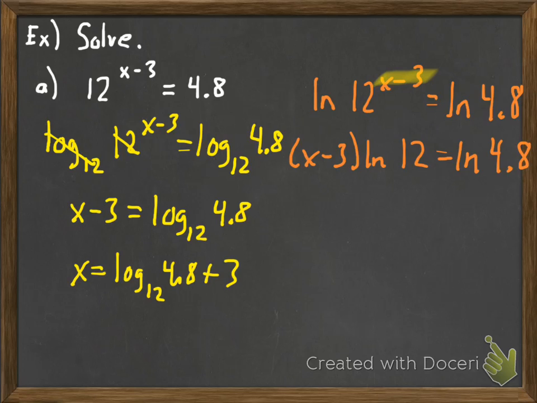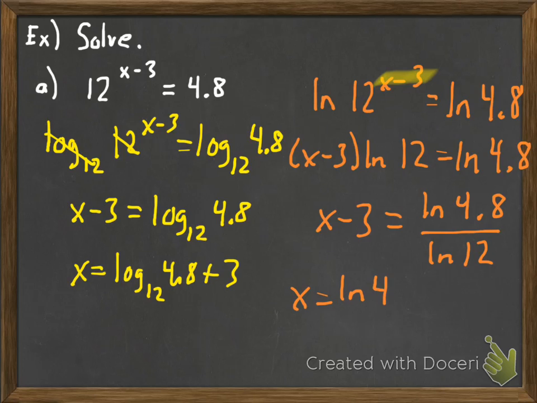Now to get x by itself, what we're going to do is divide both sides by the natural log of 12. That'll give us x minus 3 equals the natural log of 4.8 divided by the natural log of 12. And then we can go ahead and add 3 to both sides. So then, x will equal that same ratio that you see over there, plus 3.